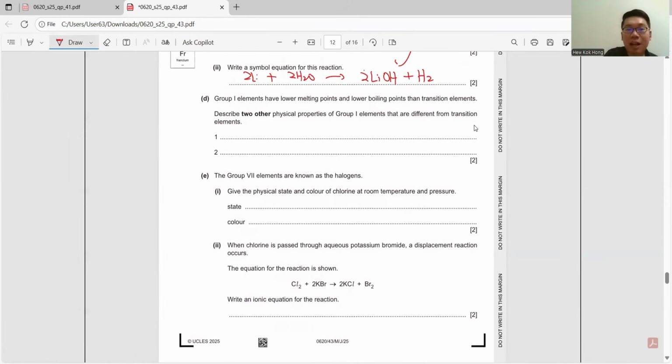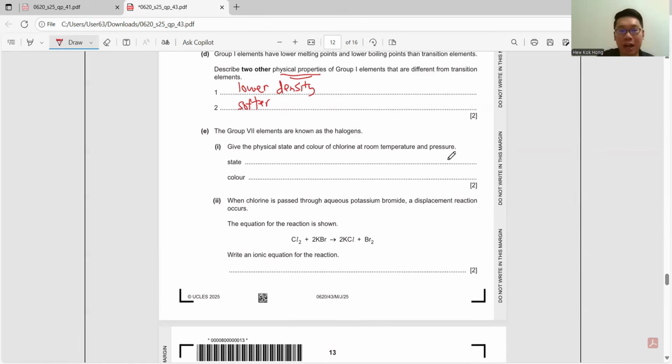The group 1 element has lower melting point and lower boiling point than transition elements. Describe 2 other physical properties of group 1 element that are different from transition element. So group 1 element, just now we already mentioned, it will float on the water, so it have a lower density. Next, group 1 metal, actually you can cut using knife, which shows that it's a softer metal. So these are the 2 physical properties of group 1 compared to transition element.